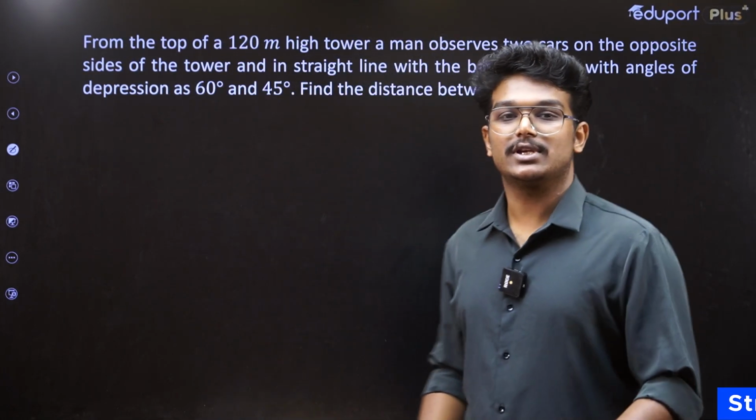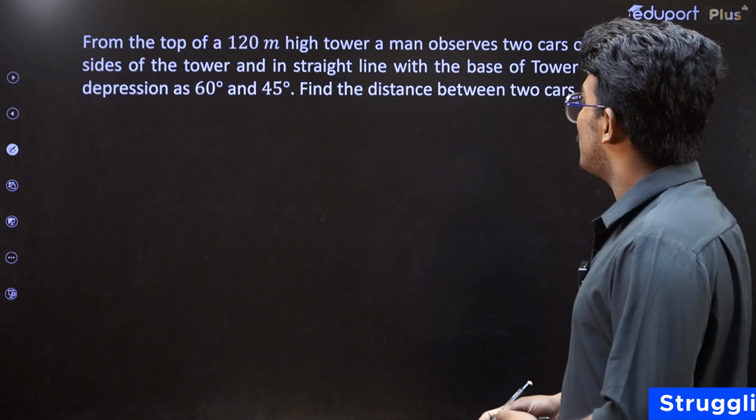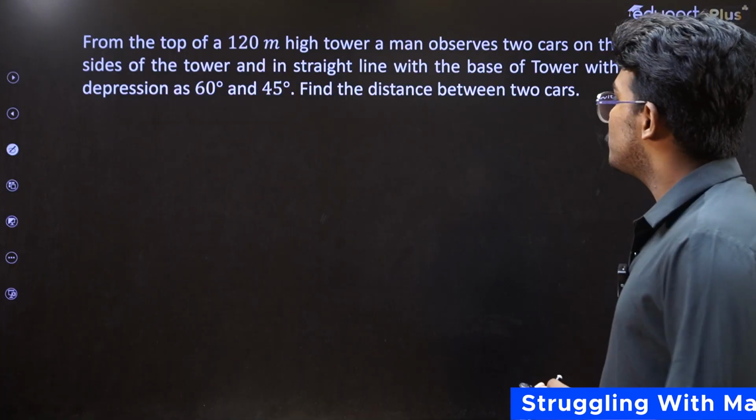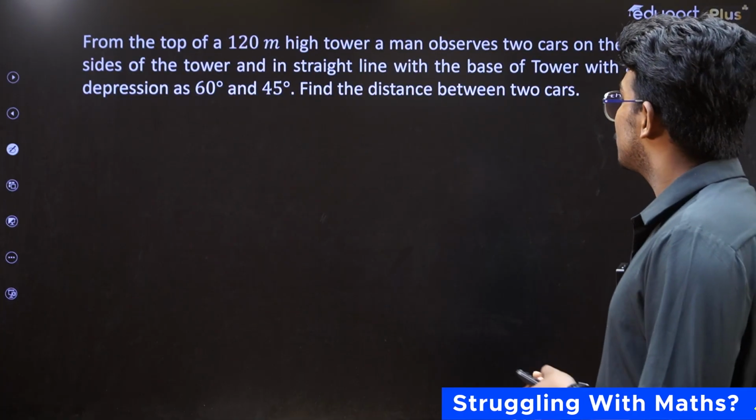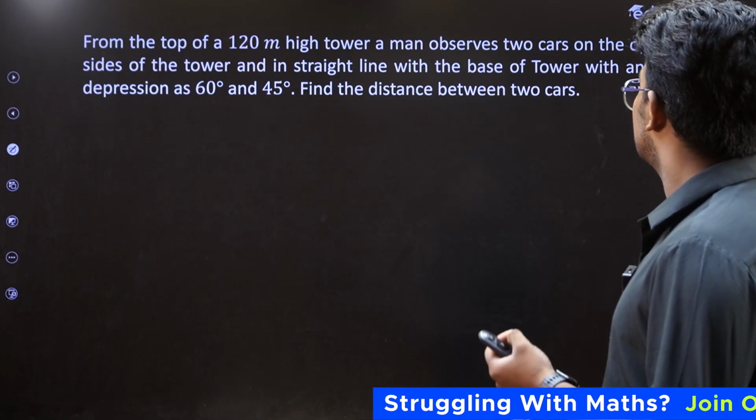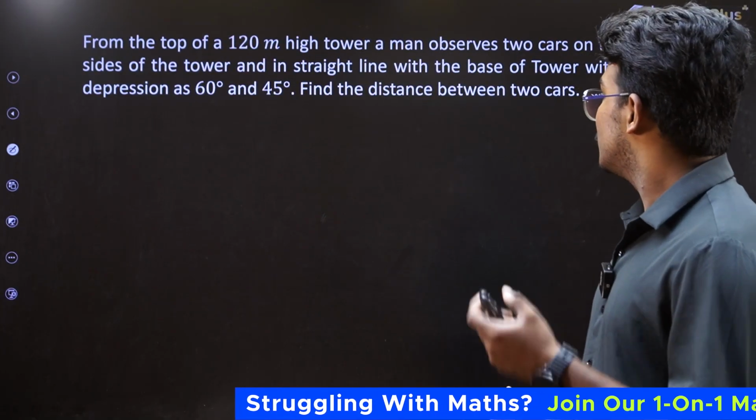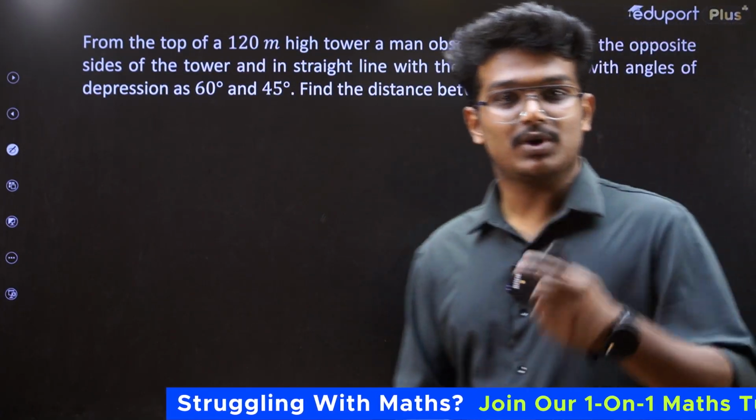So the next question is, from the top of a 120 meter high tower, a man observes two cars on the opposite side of the tower and in straight line with the base of the tower with angles of depression 60 degree and 45 degree. Then find the distance between two cars.